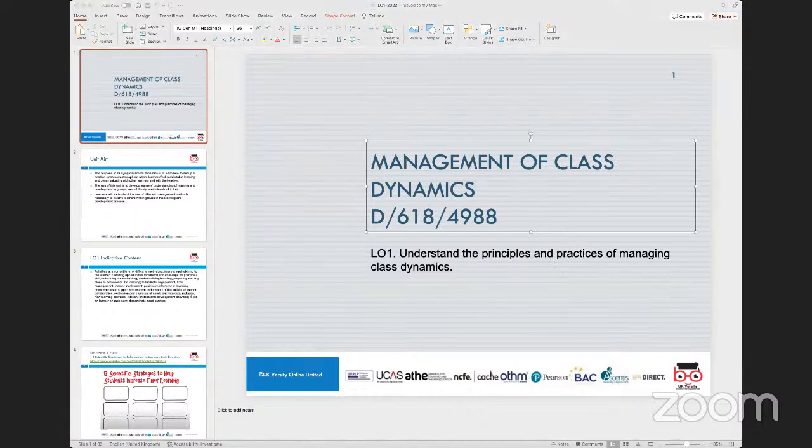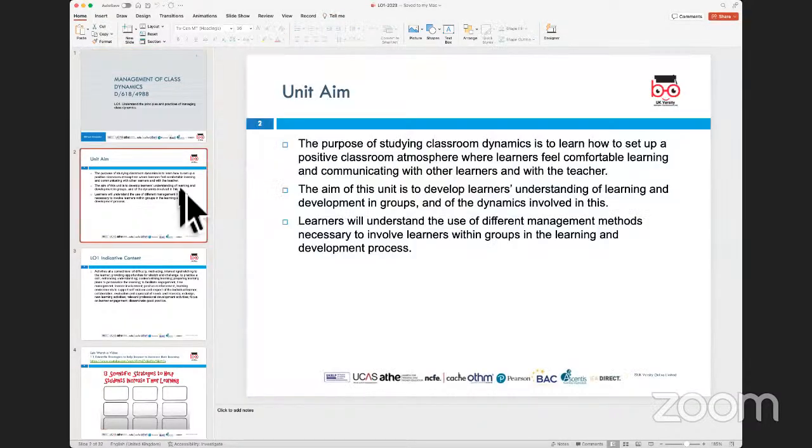So let's look at a few key things that we want to cover in this particular unit. One is to understand what classroom dynamics is. If you recall from the introduction, I mentioned that the process of management is the process of dealing with or controlling people. So when we talk about management of class dynamics, we are studying the level and type of interaction that tends to happen between students and teachers when we are doing teaching and learning in a classroom.